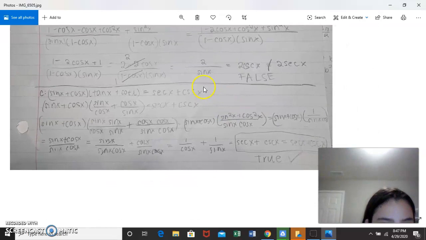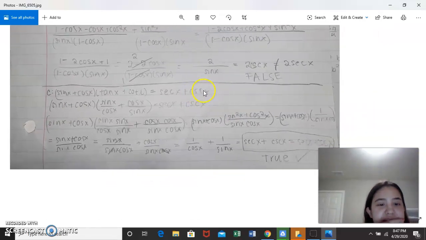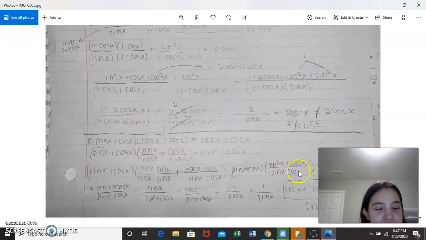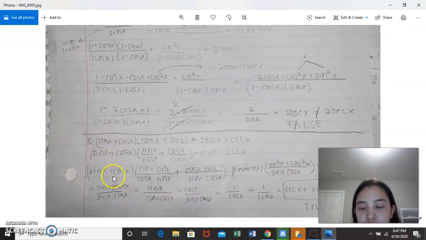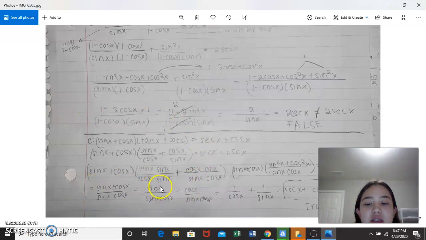I don't know if you can see that. I said that that was 1. And anyway, I just multiplied that out. And then I was left with this. Then I just split up the fraction. And since these two could cancel out, I was left with 1 over the cosine of x.